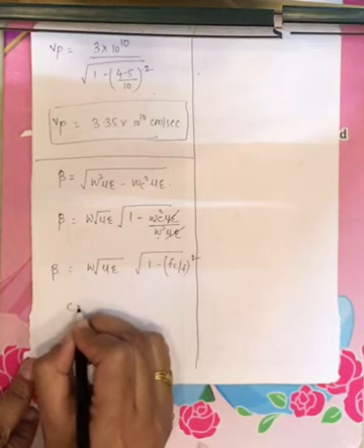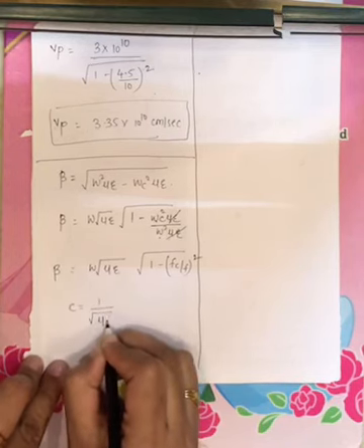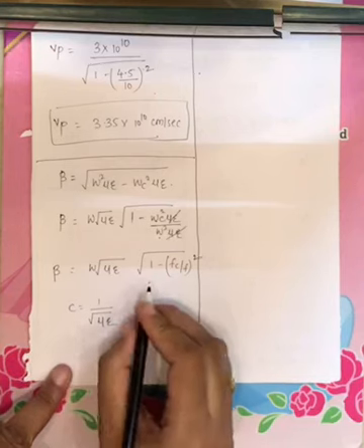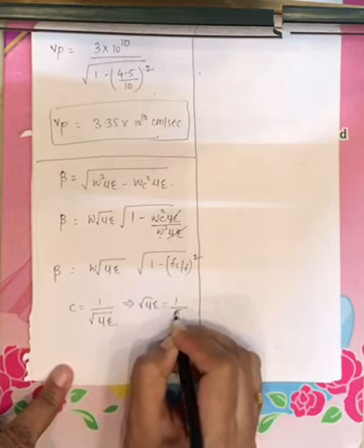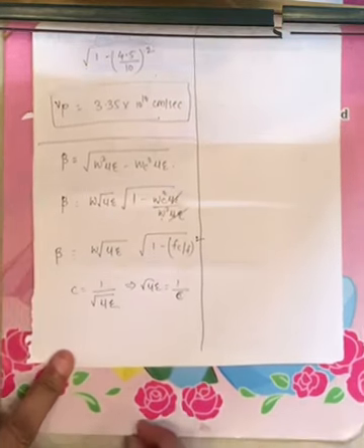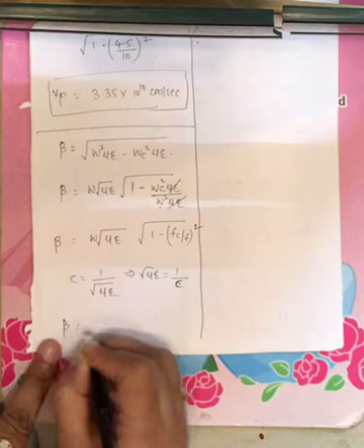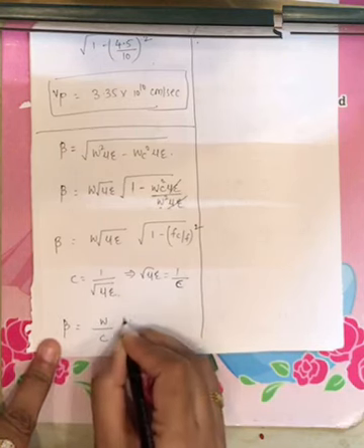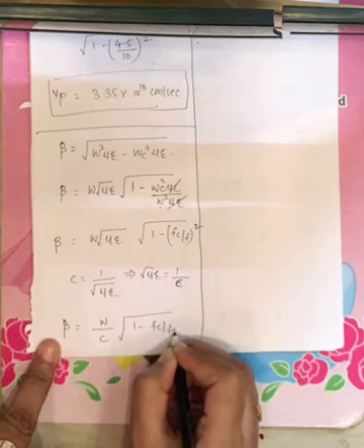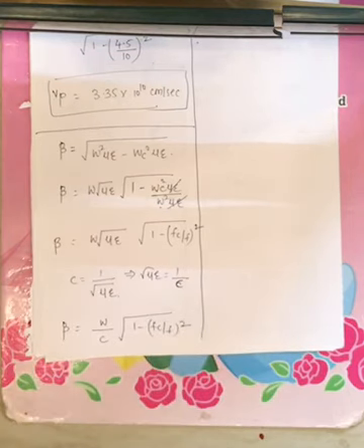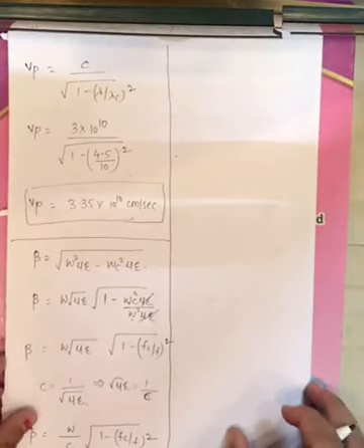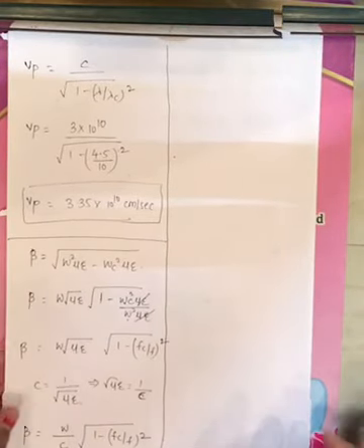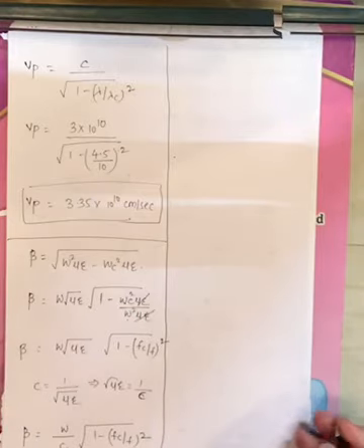Now we know c is nothing but 1 by under root of mu e. From this expression, root mu e is nothing but 1 by c, right? Now substitute that value. Now beta equals omega by c under root of 1 minus (fc by f) whole square. Since 1 by root mu e is nothing but c and root mu e is nothing but 1 by c, you will get omega by c under root of 1 minus (fc by f) whole square, right?